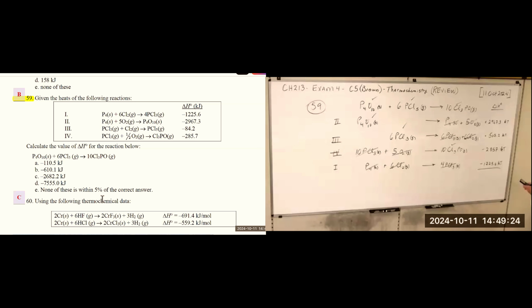2857 and 12256. So I get a negative 610 kilojoules. Is that close to the answer? Yeah, okay. Actually, it's 610.1. I just rounded it off.